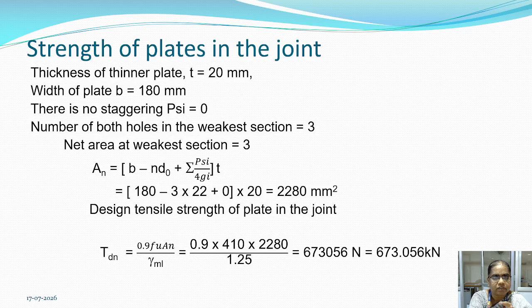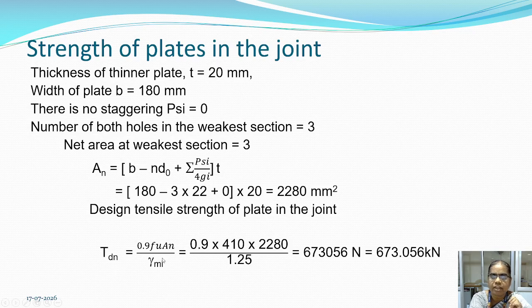The number of bolts in the weakest section is 3, and there are no staggered bolts, no zigzag connection. Now we find the net area at the weak section. Net area equals 180 minus 3 into 22 plus 0, since there is no staggering, multiplied by 20, the thickness of plate. Therefore the net area of the weakest section equals 2280 mm square.